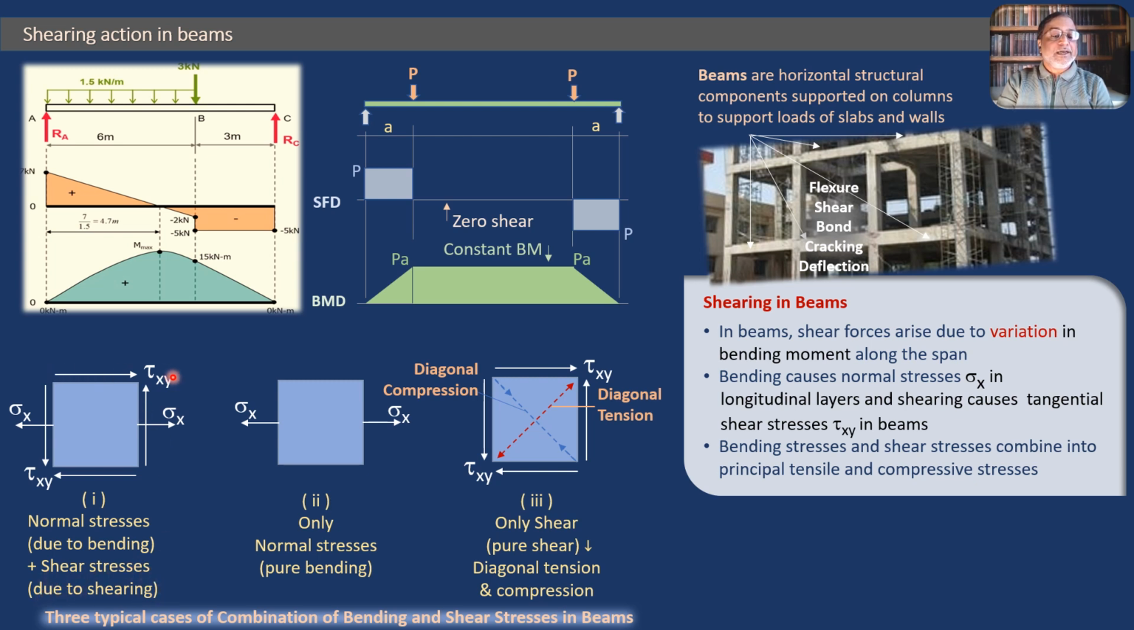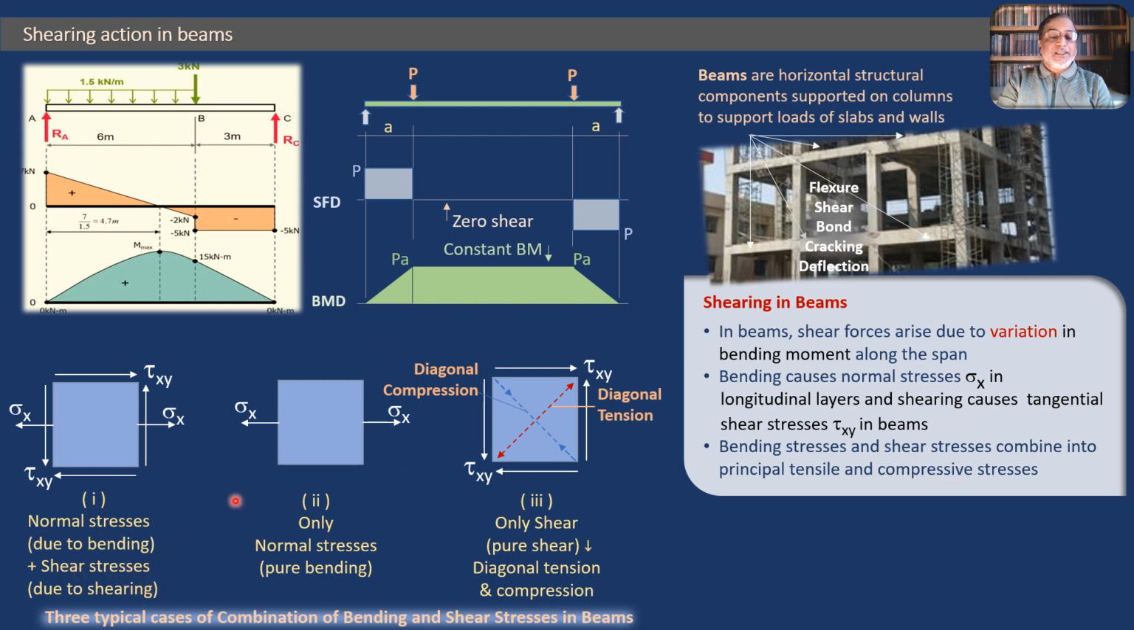You can see these tangential shear stresses also. Tau xy represents shear stress. You know that shearing stresses are shown in the form of 4 arrows, because they are complementary to each other and complementary shear. So shear stresses will always exist in 4 arrows, whereas normal stresses can exist in 2 arrows or 4 arrows. So this is sigma x and these are... So this is an element having normal stresses plus shear stresses.